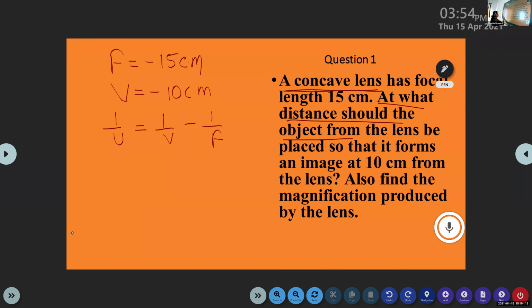Now we can just substitute all the values. So 1 by U is equal to 1 by negative 10 minus 1 by negative 15. That is 1 by U is equal to minus 1 by 10. Minus of minus becomes positive. So minus 1 by 10 plus 1 by 15. So 1 by U is equal to minus 1 by 10 plus 1 by 15.